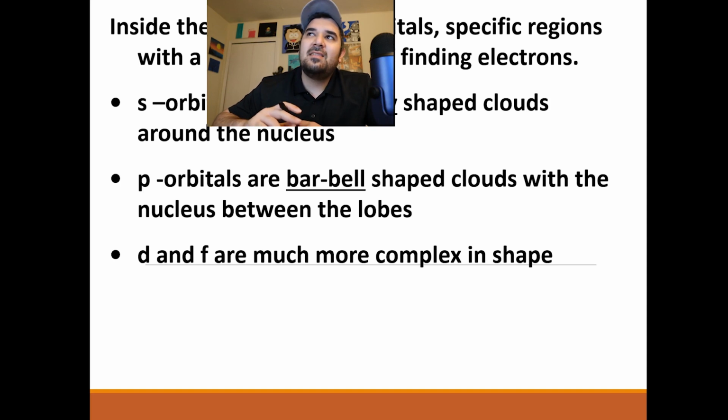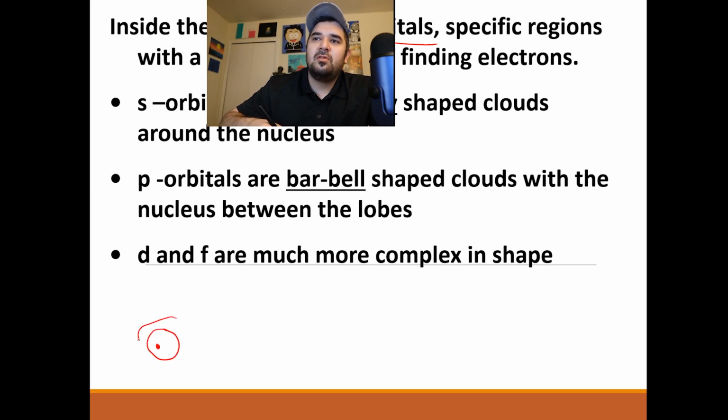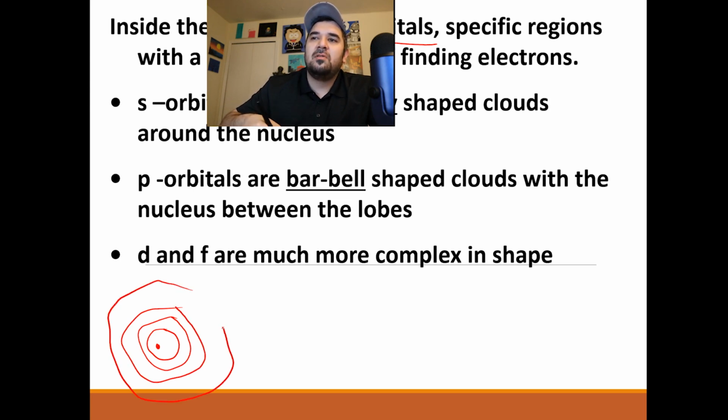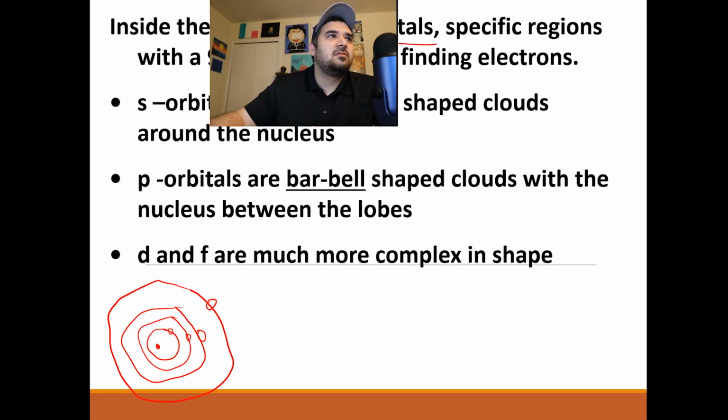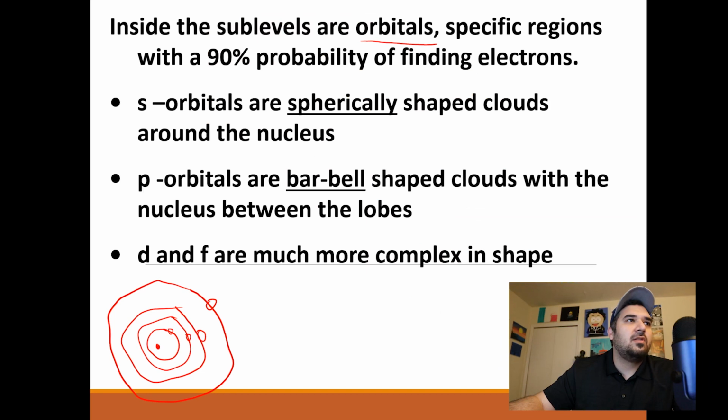All right, so inside these sublevels are orbitals. So you know what an orbital is. So here's the sun, and then here's Mercury. That's Mercury's orbital. Venus's orbital, Earth's orbital, and then Mars's orbital. And basically what an orbital is, it's the path that something takes when it's revolving around something else. So in the case of electrons, they revolve around the nucleus, and they revolve in an orbital.